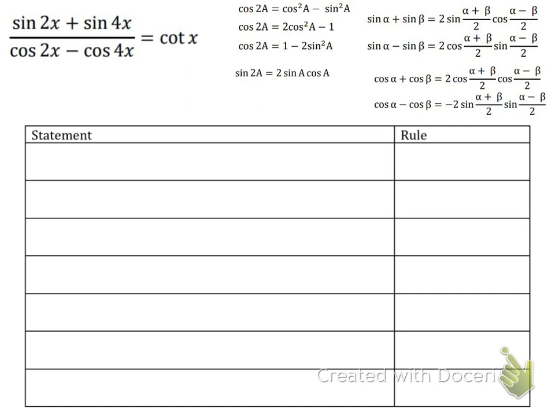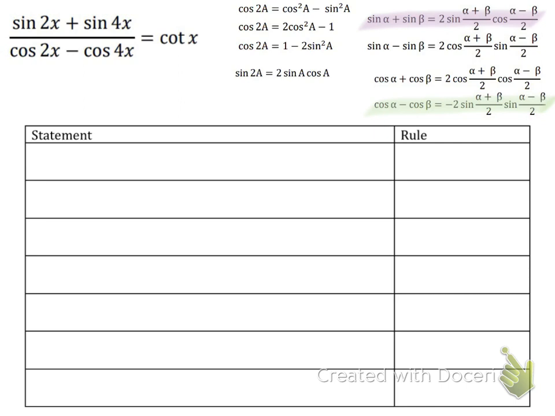Now we have the same thing, except we have product to sum in the numerator and denominator. So the first step's going to be kind of ugly, right? Because we're going to have a lot of stuff going on. So let's see. In the numerator, we have sine plus sine. And in the denominator, we have cosine minus cosine.